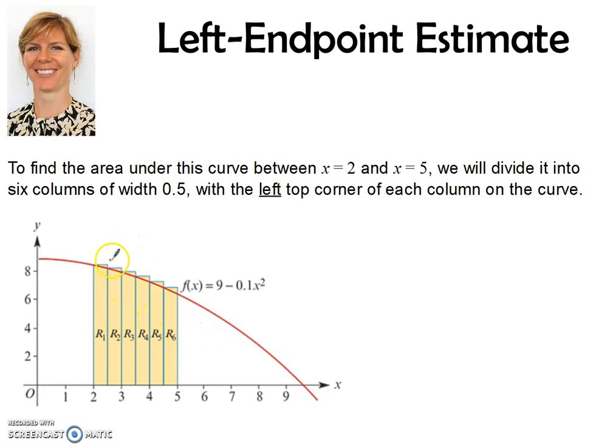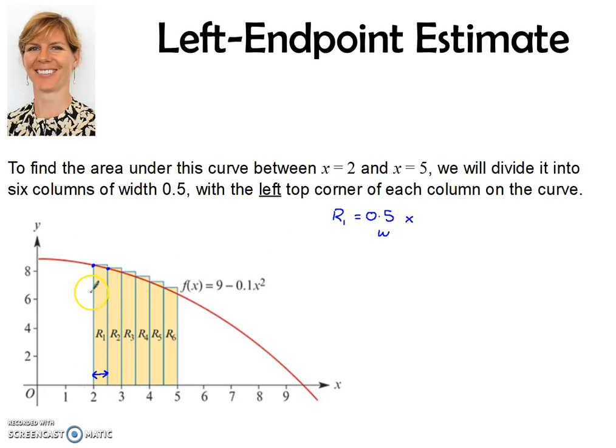We divide it into those 6 columns. They're all of width 0.5, so you can see that width there, that's 0.5. The top left corner of each column lies on the curve, so that point lies on the curve, which means there's a little bit of excess area here, and then this point lies on the curve, so a little bit of excess there, and so on. In order to find the area of each rectangle, we need to do the width times the height. If we look at R1, we know the width is 0.5 because we set it as 0.5, so that's our width, and then we want to times the height.